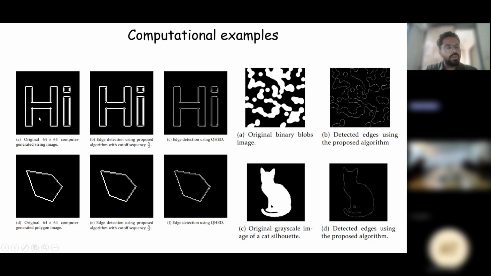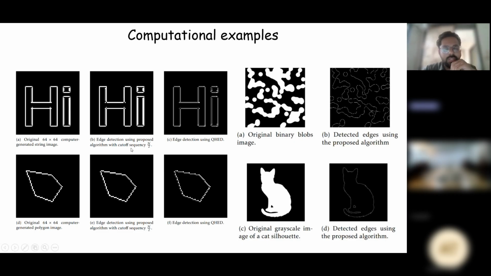So this particular first image is also generated using Python computationally, and you can see after applying our algorithm, we obtain this image. Now obviously these both are the same, because we are just detecting the change in the pixel values, so these both are supposed to be the same. Then we have done a similar thing using the QHED algorithm, which was earlier described, and we have done it for polygons as well, which is given here.